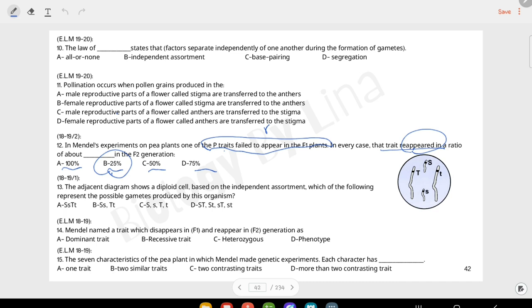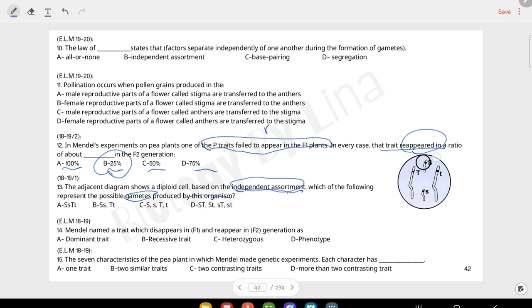The adjacent diagram shows a diploid cell. Based on independent assortment, which of the following represents the possible gametes produced by this organism? Independent assortment is the second law of Mendel. It means we have two characters, and this is correct. We have two different letters, the S and the T.